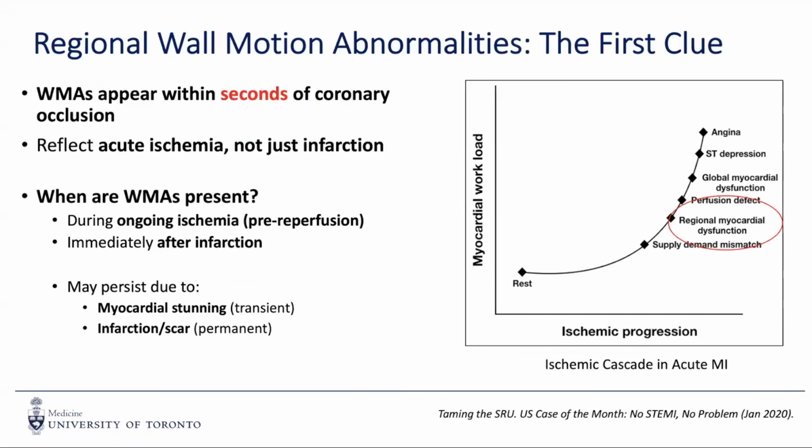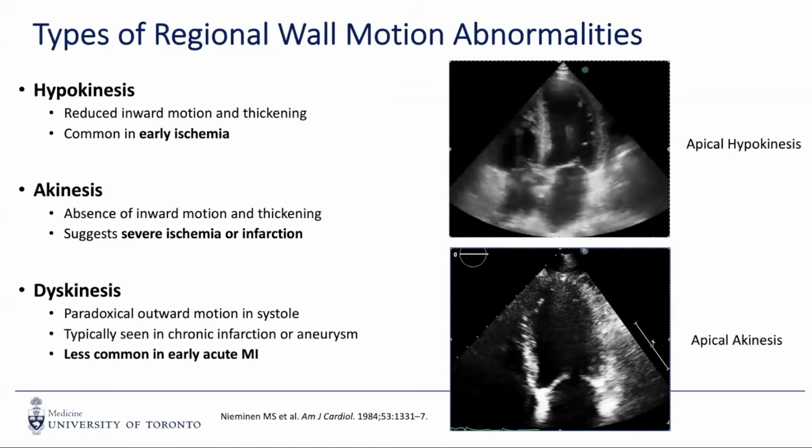So talking about wall motion abnormalities, the nice thing about wall motion abnormalities is that they happen very early on. So you'll see here that they often precede any ECG changes or any angina. And the nice thing about wall motion abnormalities is that they can give you a lot of information very early on, especially within seconds of coronary occlusion.